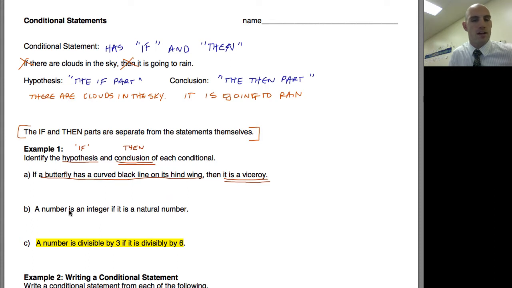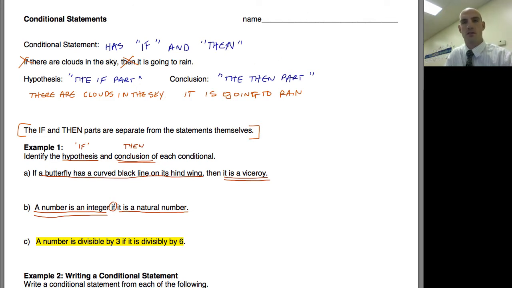In B, a number is an integer if it is a natural number. They've switched things around a little bit. So I'm noticing this if here. Remember, the hypothesis is the part that is with the if. So in this case, it doesn't come first, but it's still the condition. The hypothesis is that if part. And the conclusion that we draw, if that is true, is that a number is an integer. No then, but it's implied because the if is there. I want you to try letter C on your own. Remember, you're looking for those key pieces, that if. Look for that if part.